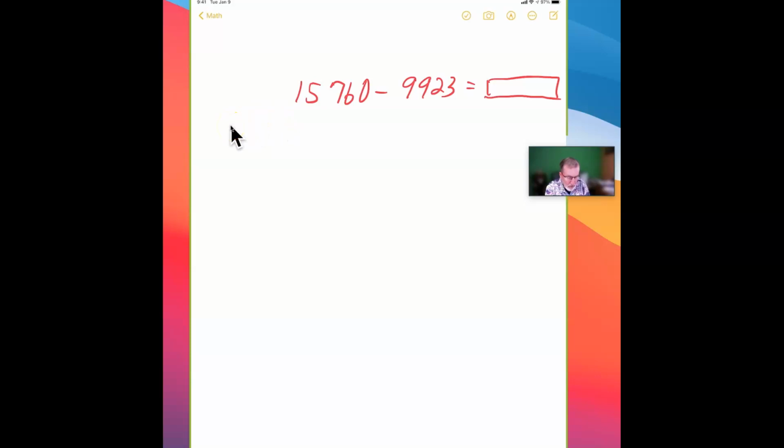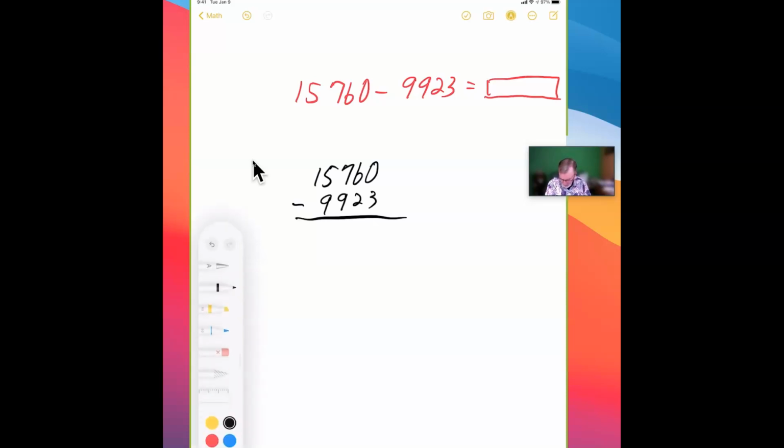So we're going to rewrite this as 15,760, subtracting 9,923, and just make sure that you've got your numbers lining up under each other. That's another type of transcription error. If you don't get them lined up correctly, you can get a completely different result. All right, let's do a little more contrast. We'll use a different color here.